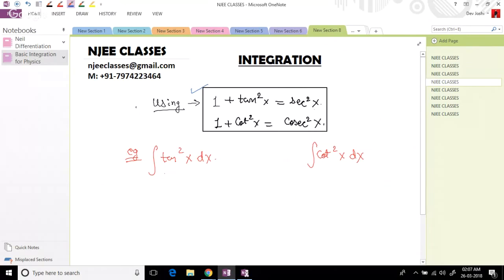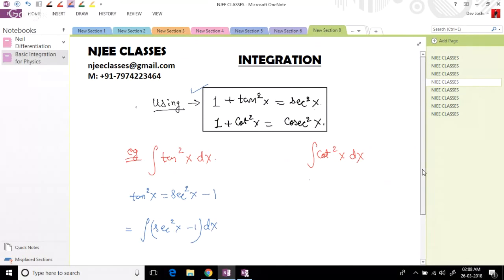Do you have any formula for tan square x? No. But we know the integration of sec square x. So we should convert tan square x in terms of sec square x. Tan square x is equal to sec square x minus 1. So put its value there: the integration of tan square x means the integral of sec square x minus 1 dx.